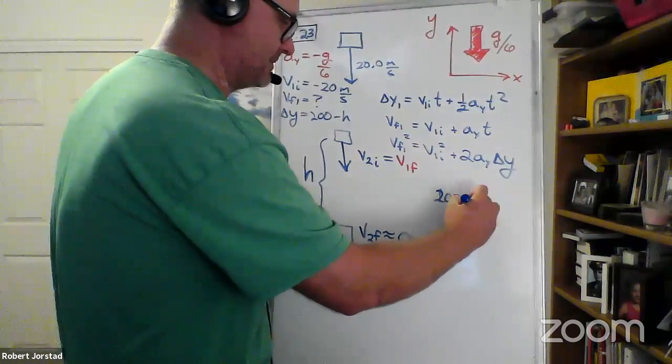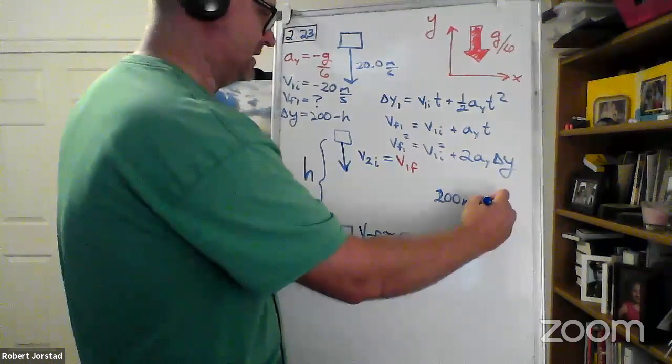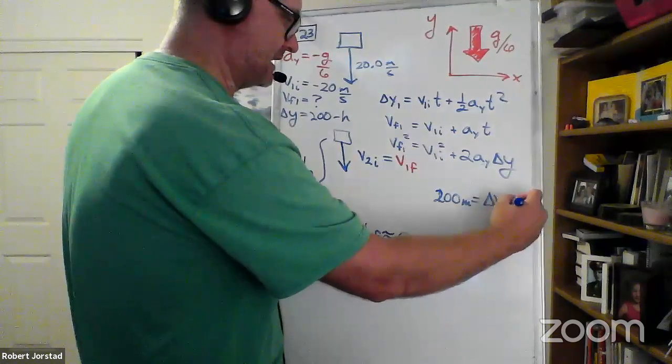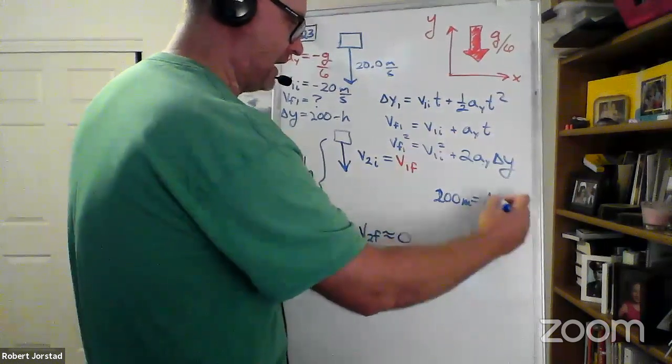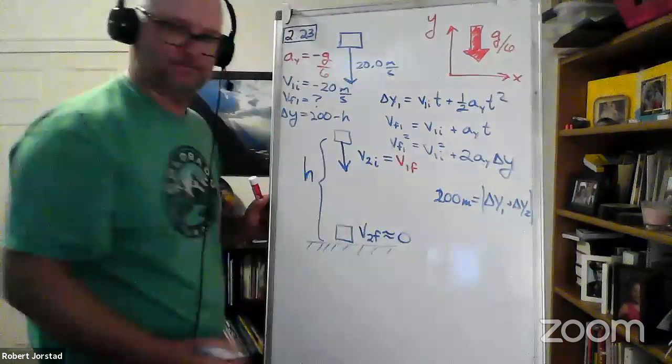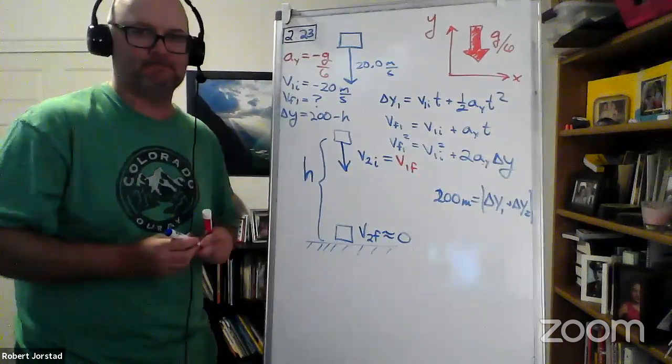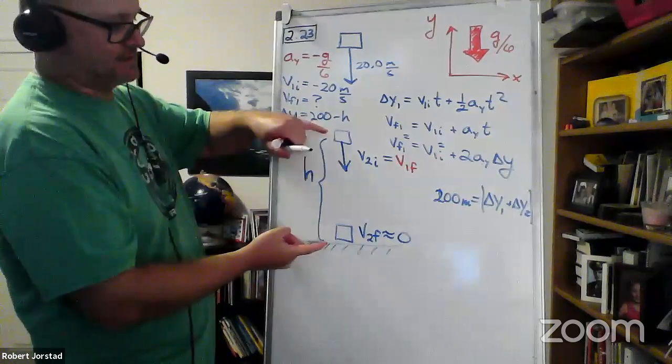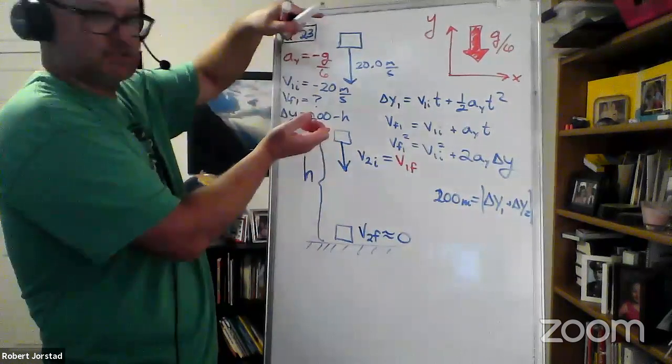200 meters is equal to the absolute value of delta y1 plus delta y2, right? So that delta y where you wrote 200 minus h, that would be for the second problem. No? If this distance is h, isn't this distance 200 minus h? Again, this is h, this would be 200 minus h.